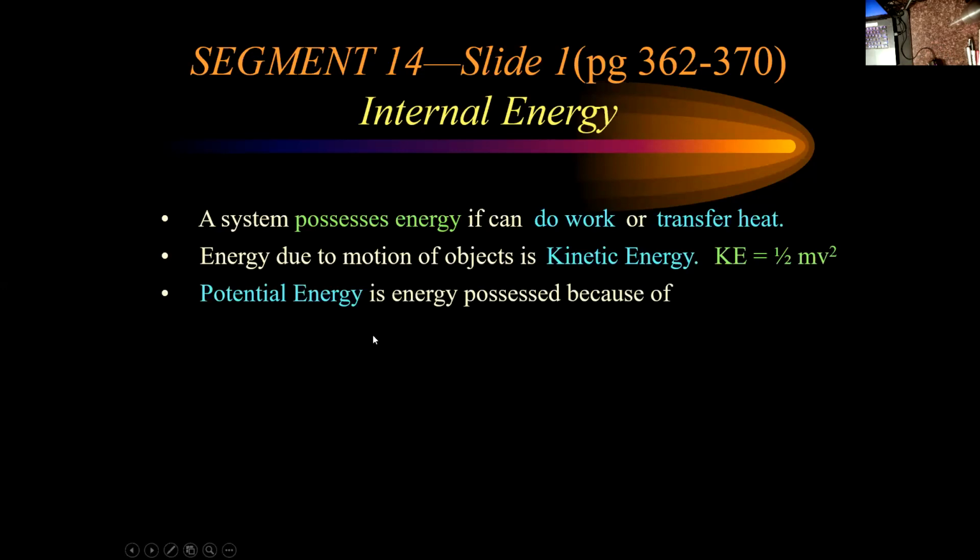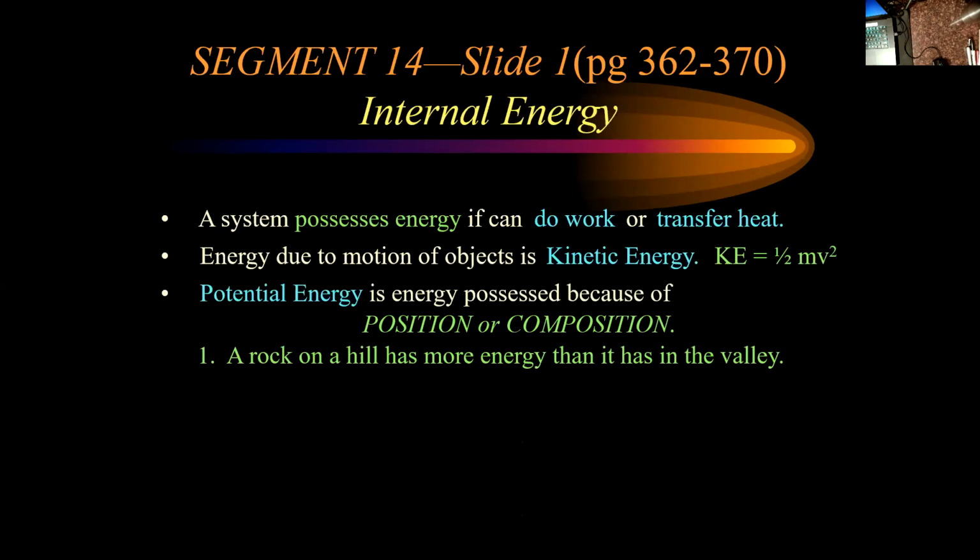Now, there's potential energy, and an object can possess potential energy because of its position or its composition. That is, if I have a rock on a hill, it's going to have more energy than it does if it's down in the valley. So since energy tends to flow outward of objects, remember, everything goes from where it is to where it isn't. So the energy would dissipate to the rest of the universe if that rock went from the top of the hill down to the valley. So the spontaneous direction is for the rock to fall down the hill.